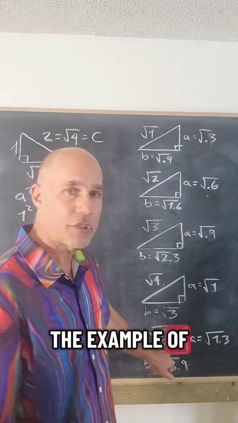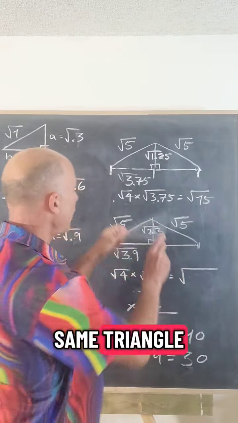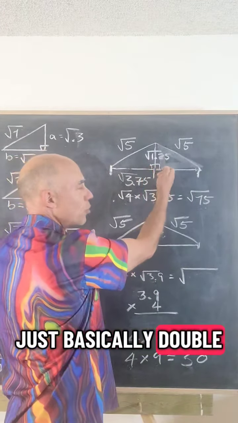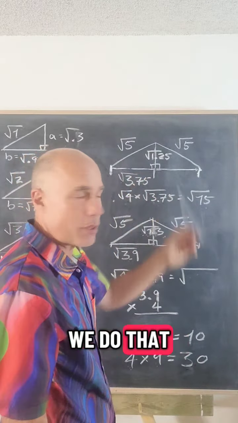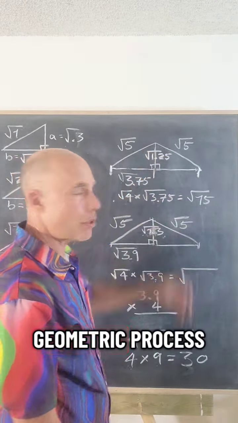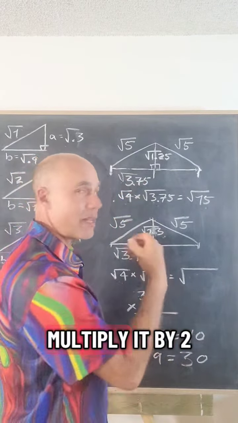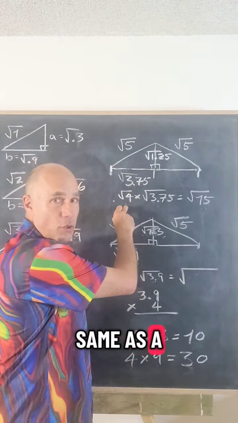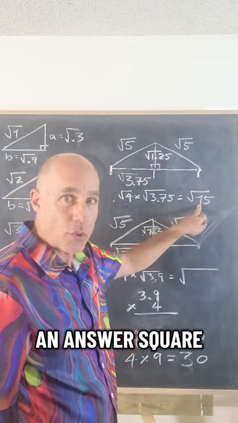Okay, so I'm going to show you something really interesting. We're going to use the example of the square root of 5 hypotenuse triangle. Here's that same triangle, and what we're going to do is just basically double the length of the bottom to find out what it is when we do that. What's the answer to that sort of geometric process? So we're going to take the length of 3.75 and multiply it by 2, which is the same as the square root of 4. So 4 times 3.75 gives us an answer, square root of 15.